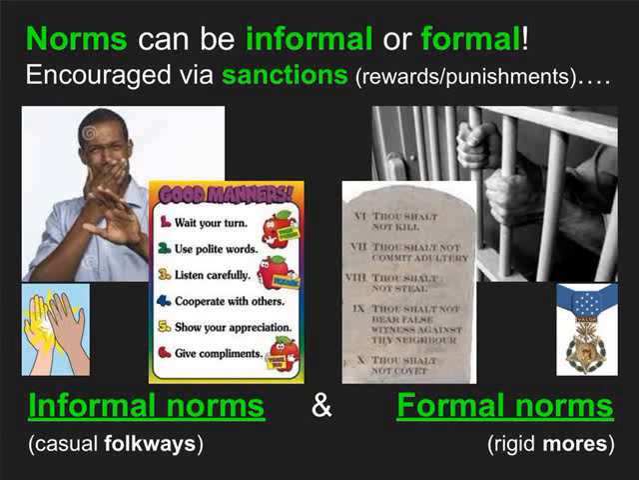Officially, the formal law says you cannot go faster than 60 miles per hour in a 60 mile per hour zone, but the informal norm is to drive between 60 and 70, and a police officer is unlikely to sanction you with a ticket at that speed.